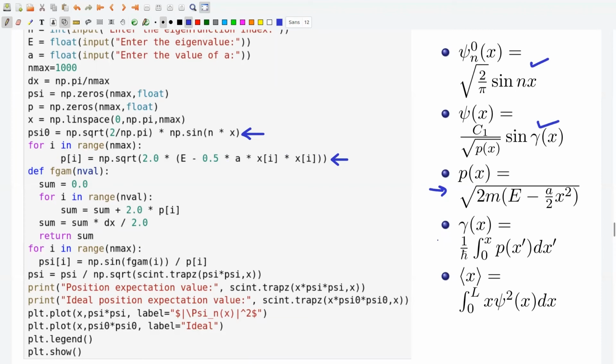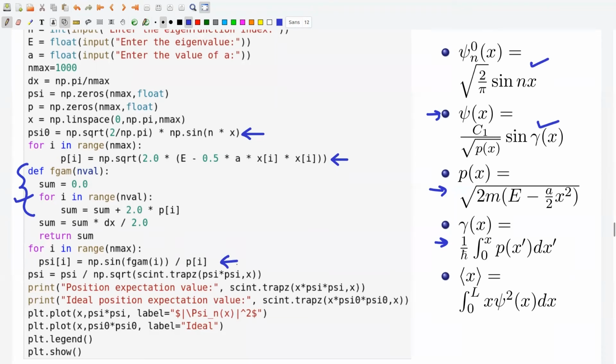Other than P of x, we also need gamma of x to get the WKB wave function. And gamma of x is calculated from the numerical integral of P of x. And we have a user-defined function for this purpose. So after we get gamma of x and P of x, we can plot psi of x. And then this is where we get psi of x in the code.